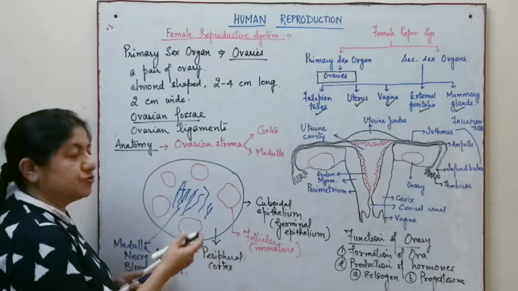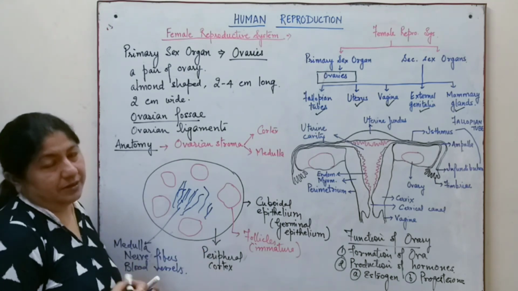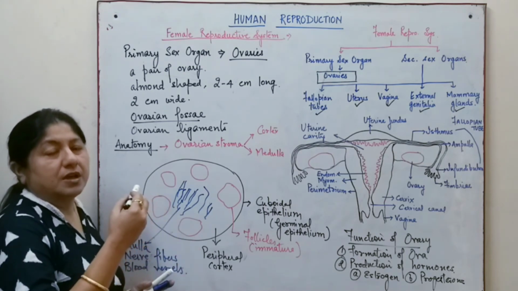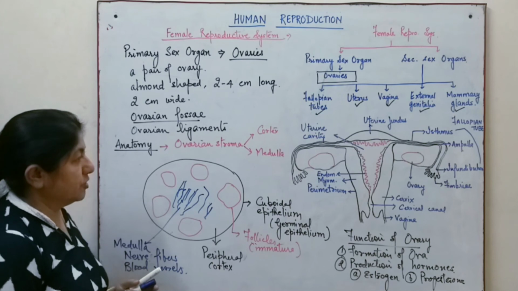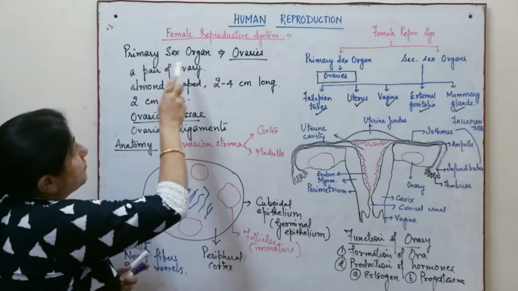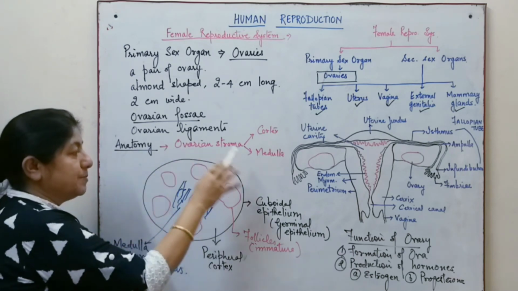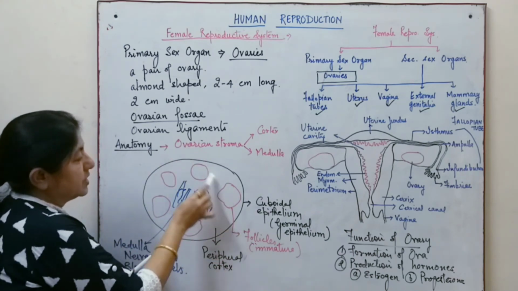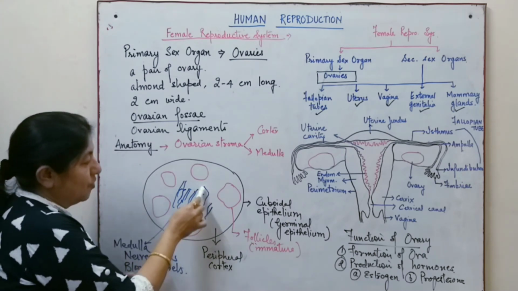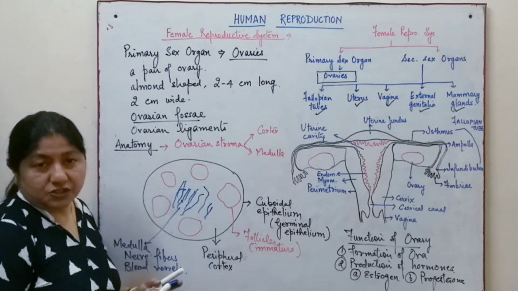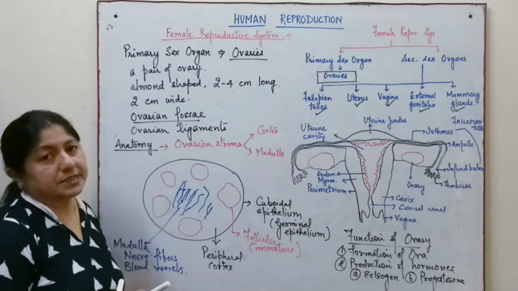The role of estrogen and progesterone and other things we'll be studying subsequently when we go through the process of formation of the ova and also the fertilization process. But this brief introduction to the primary sex organ, the ovary, enables us to understand the location of the follicles inside and also the region which has the nerve fibers and the blood vessels. Thank you.